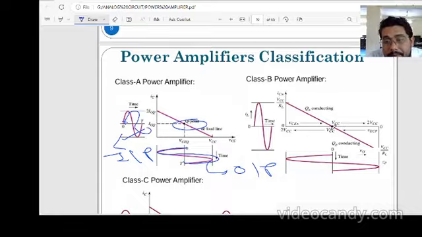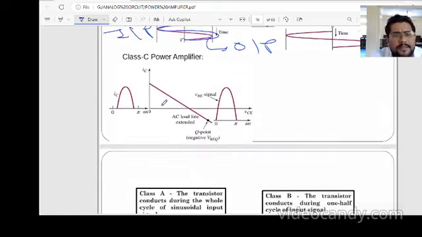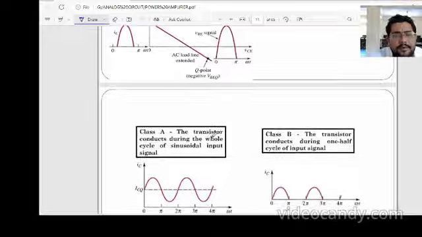This is the class B amplifier. Here in the class B amplifier, the Q point looks like this. The conducting point moves downward to the x-axis at VCC, and this is the input signal, and we are projecting the output like this. Then there is the class C amplifier. We will see them one by one.